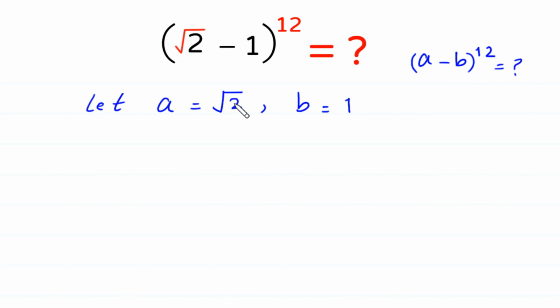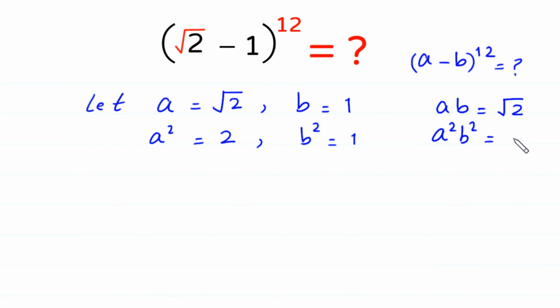If we take the square of both sides of this equation, then a square is equal to 2, and if we take the square of both sides of this equation, then b square is equal to 1. If we multiply this equation by this equation, then ab is equal to square root of 2 times 1, square root of 2, and if we take the square of both sides, then a square times b square is equal to 2. Now we find the value of (a minus b) to the power 12.